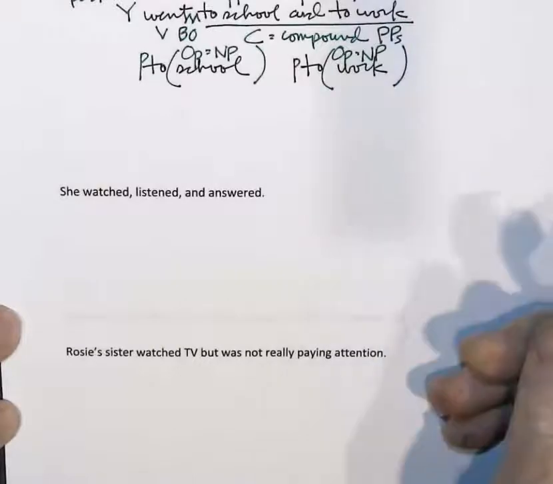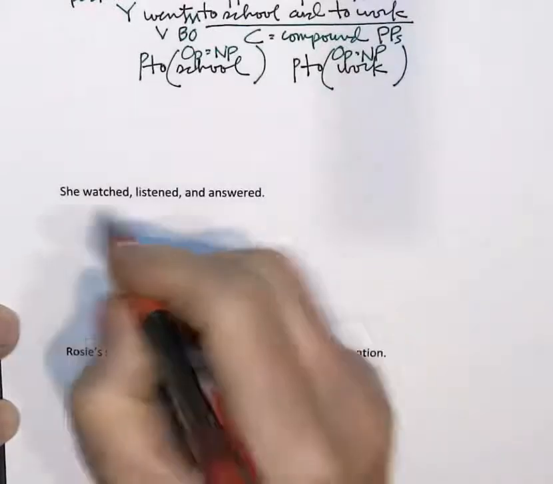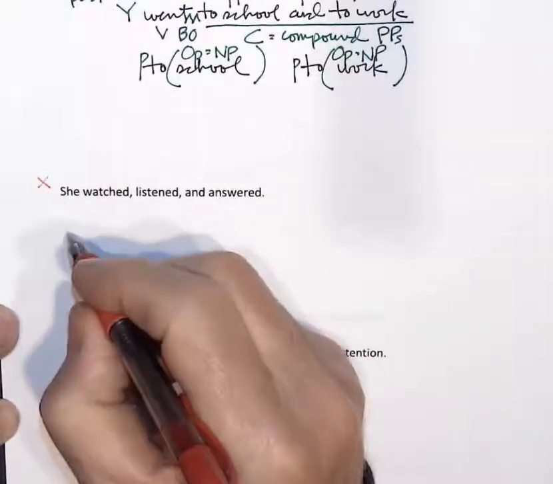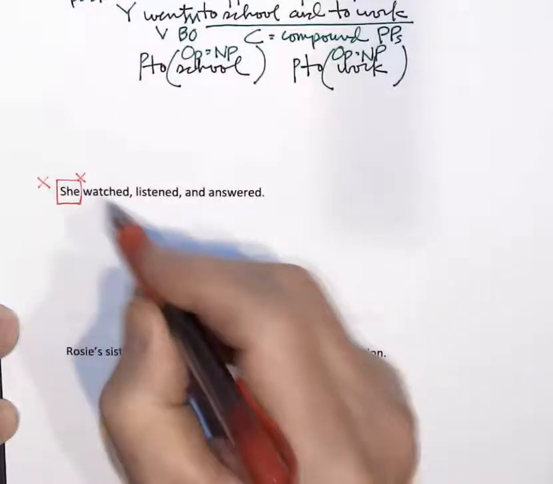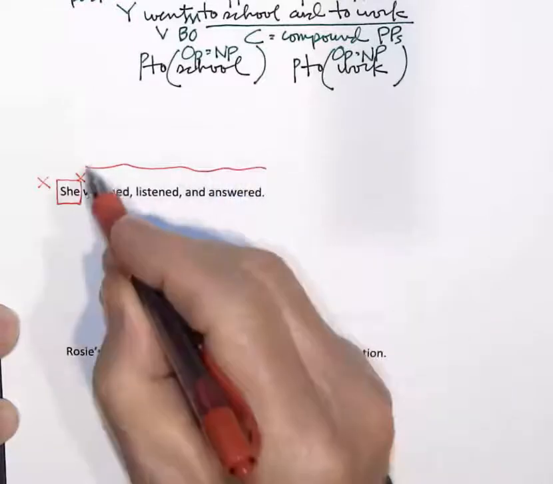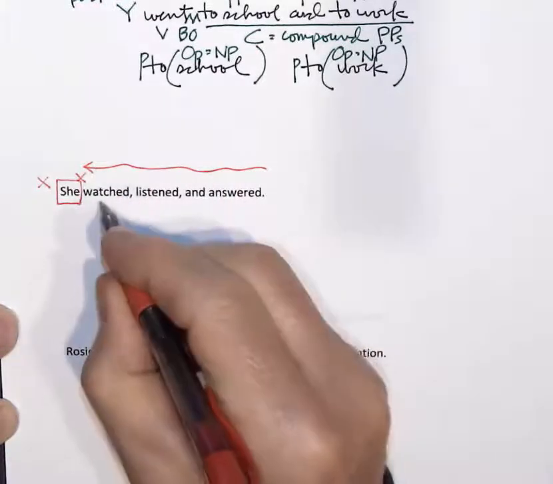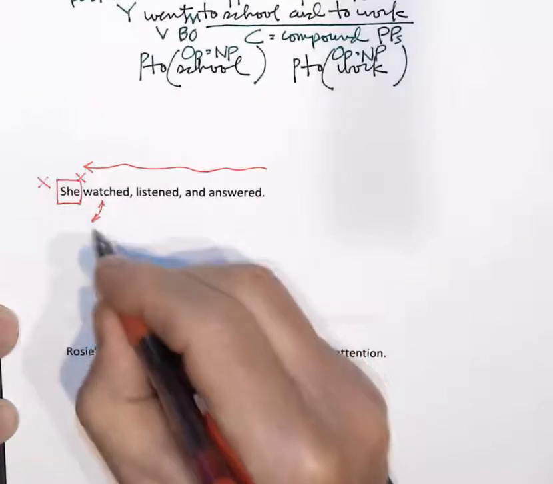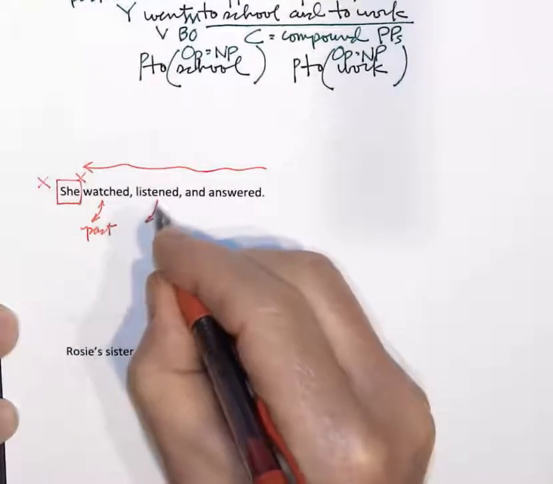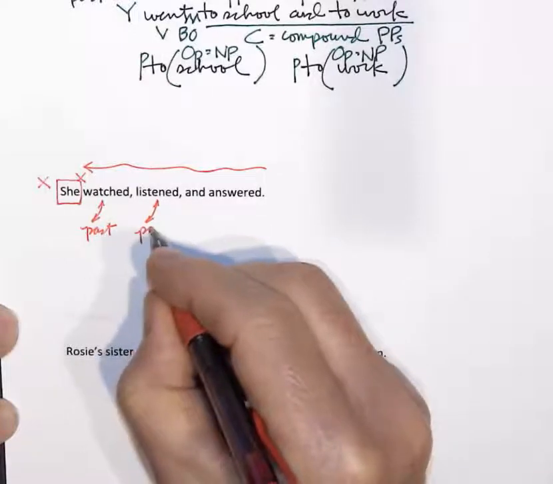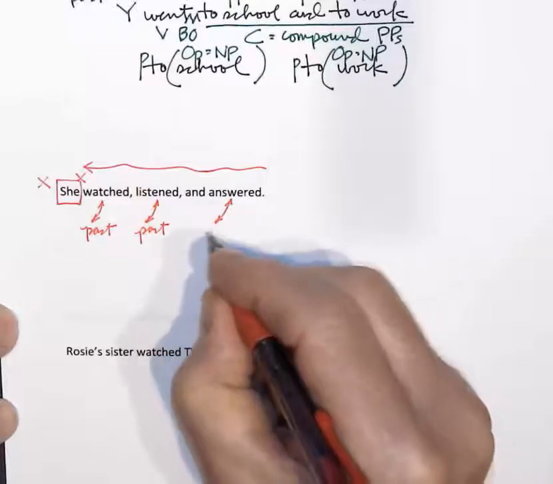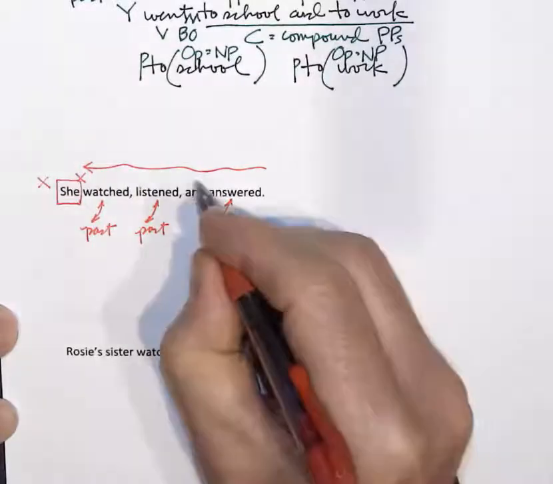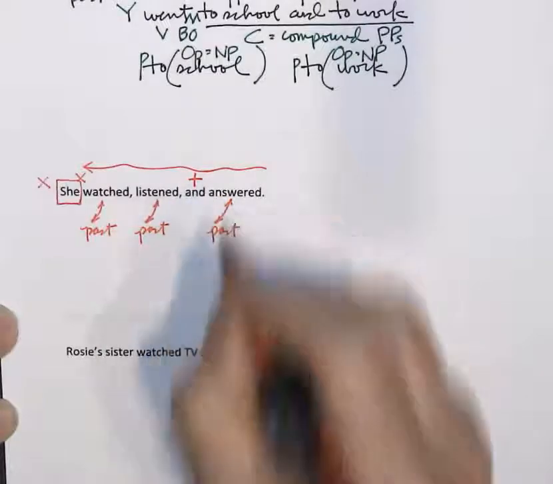She watched, listened, and answered. No shifters. Did she watch? She did not watch. She is the subject. Everything left is the predicate. Watched ties with the past. Listened ties with the past. Answered ties with the past. We can see we have three of the same things here.